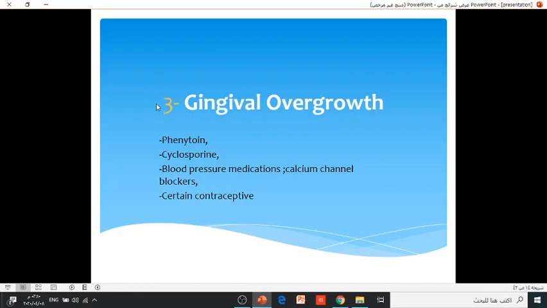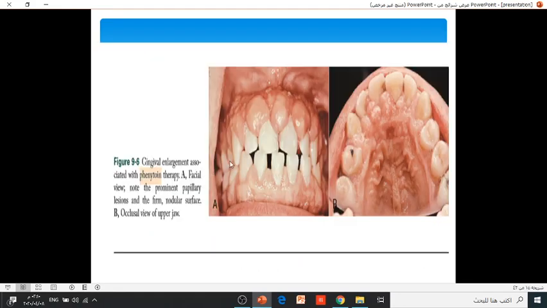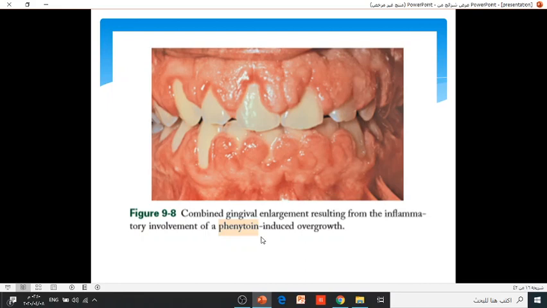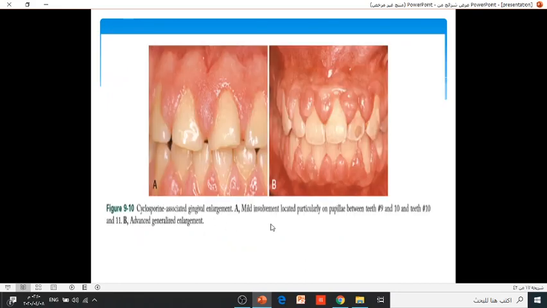Some medications cause gingival overgrowth. All of us know these medications: phenytoin, cyclosporin, calcium channel blockers, certain contraceptives, which could cause the gingiva to look like this, hypertrophied, enlarged, in this case induced by phenytoin. Here by phenytoin also, and here we can see a cyclosporin-induced gingival enlargement.